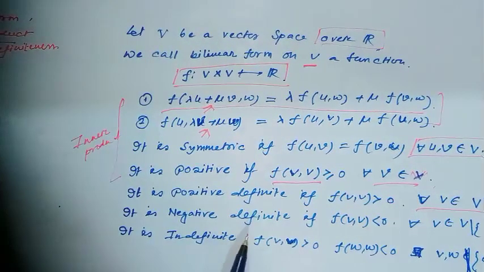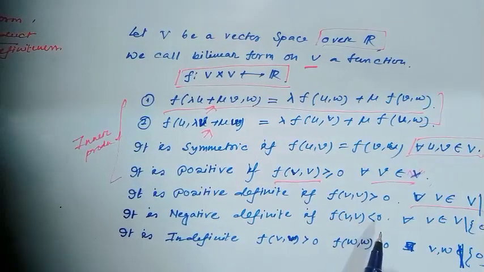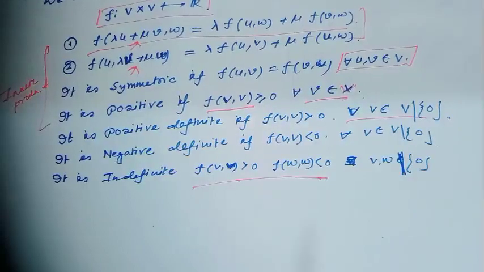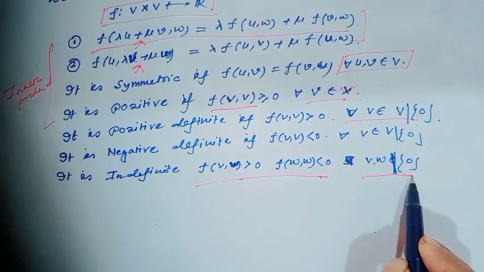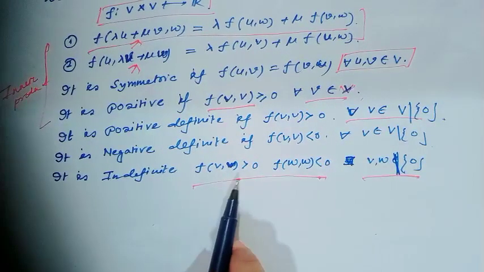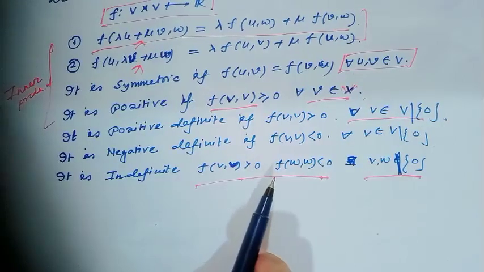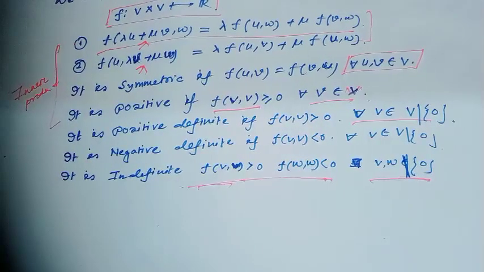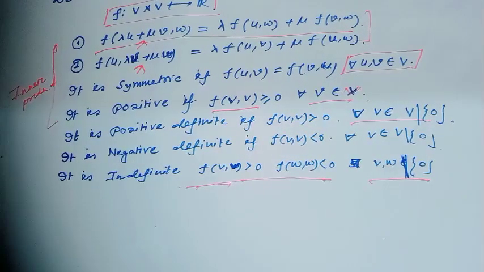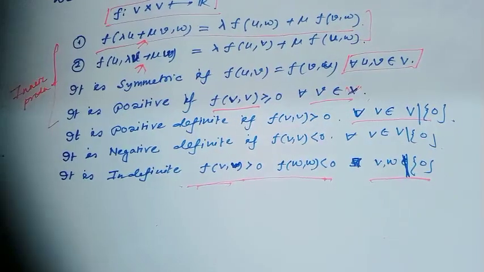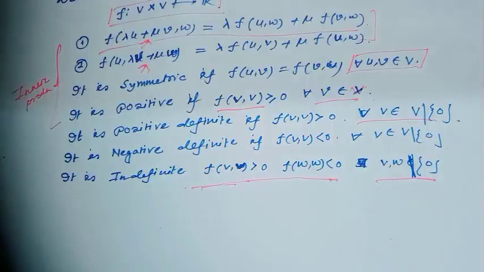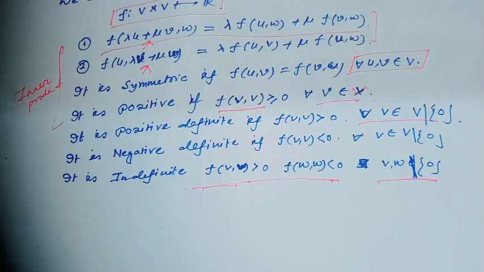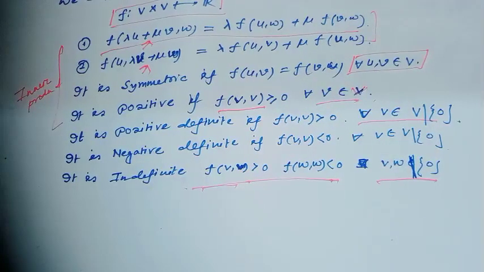A bilinear form is negative definite if f of v comma v is strictly less than 0 for all non-zero vectors v. It is indefinite if there exist non-zero vectors v comma w such that f of v comma v is strictly greater than 0 and f of w comma w is strictly less than 0. Then we can say this is an indefinite bilinear form. Have you understood? In my previous video, I discussed a couple of examples which are symmetric but not an inner product. That means this is not positive definite.